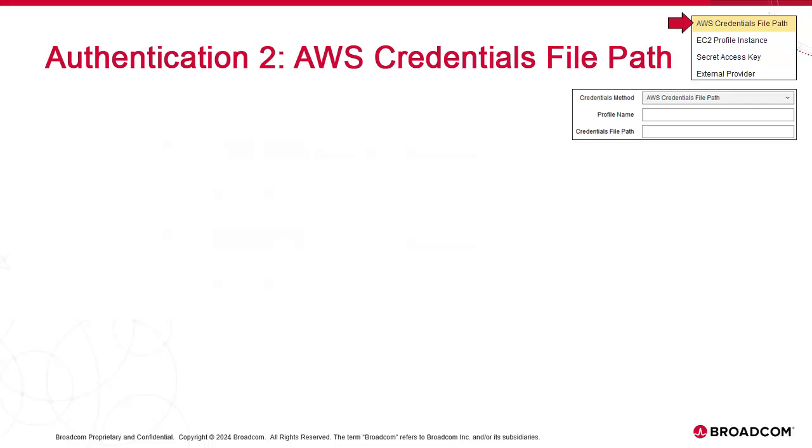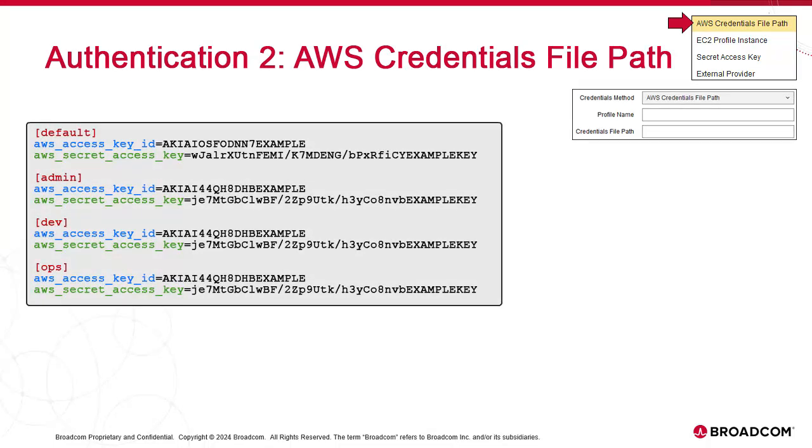The next method is the AWS credentials file. These files are created on the AWS command line interface. This file contains individual sections, one for each profile, with an access key and access secret, which we described earlier.